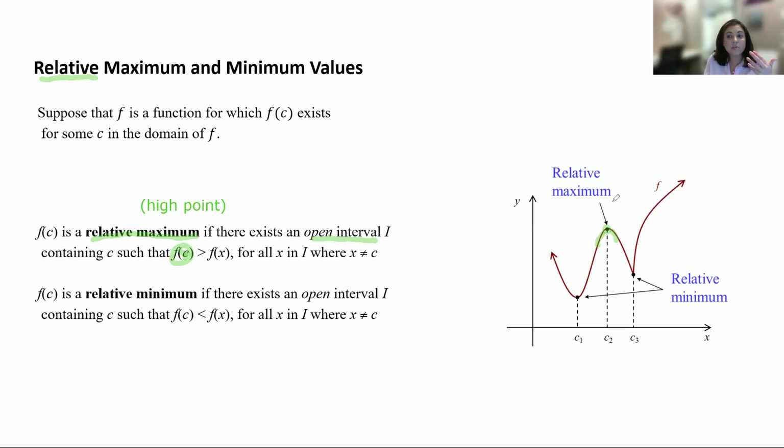It's not the absolute highest point because we do have higher points over here on this side of the graph. But again, that's not what we're looking for. We're looking for points that are higher relative to those in its vicinity. And so if we're looking for a relative minimum, then that's going to be a low point.